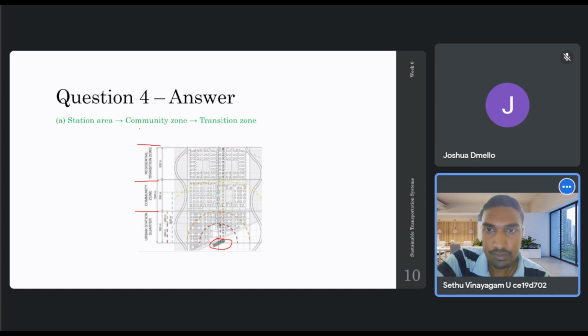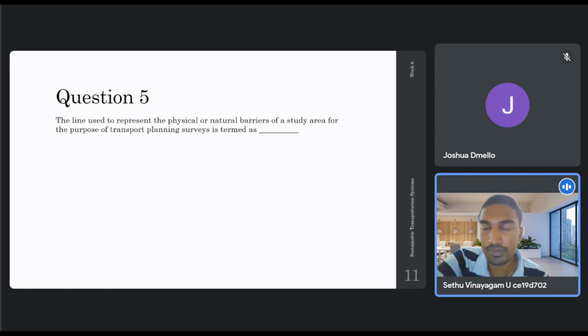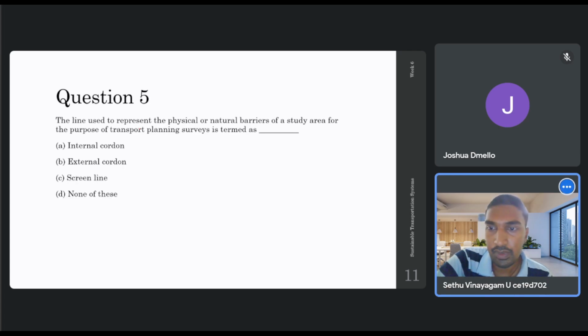Okay. So question number 5. The line used to represent the physical or natural barriers of a study area for the purpose of a transport planning survey is termed as dash. So the options are internal cordon, external cordon, screen line, none of these.